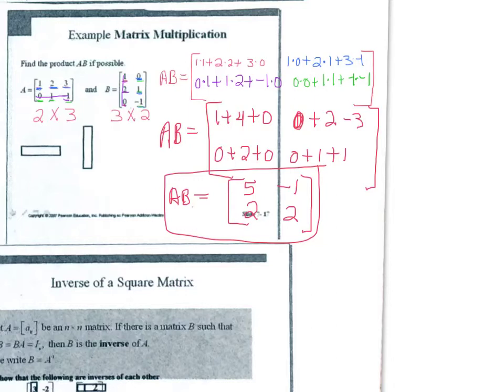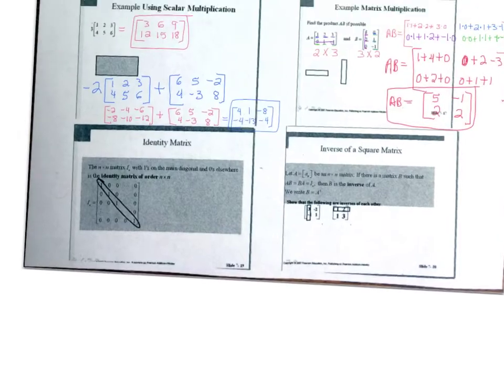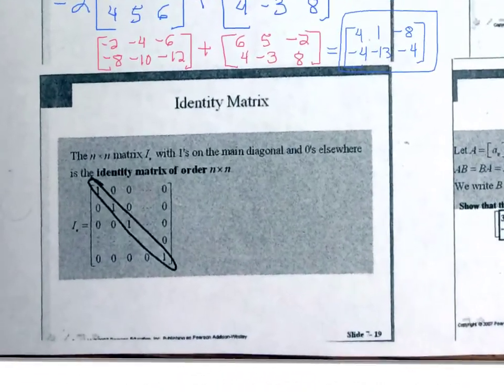Okay, so what I've mentioned to you is that if the inside numbers are the same, go ahead and get the product, sort of like FOIL, because you will get the answer. And the solution should have an order of a 2 by 2, and this is a 2 row, 2 column matrix, so that's the answer. Okay? Any questions about matrix multiplication? So far, so good? Wow, that was nice, right?